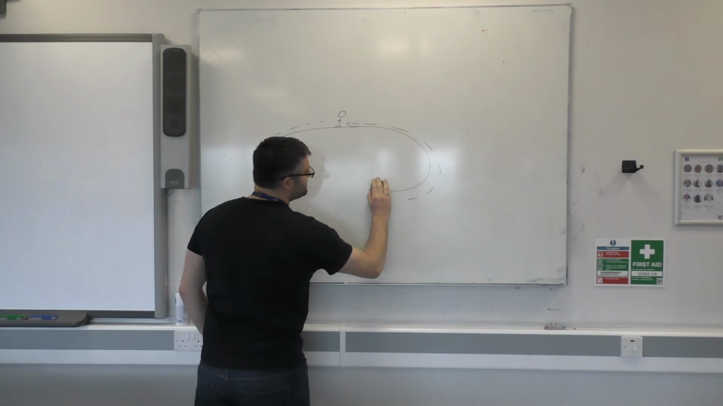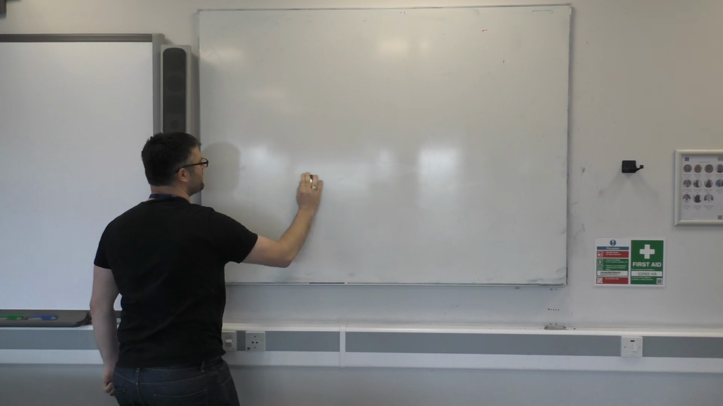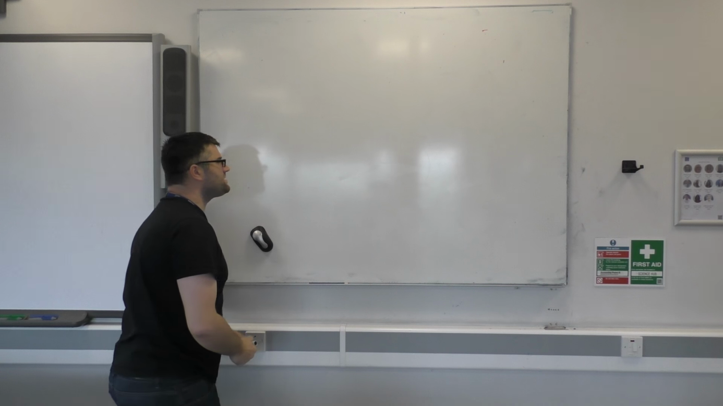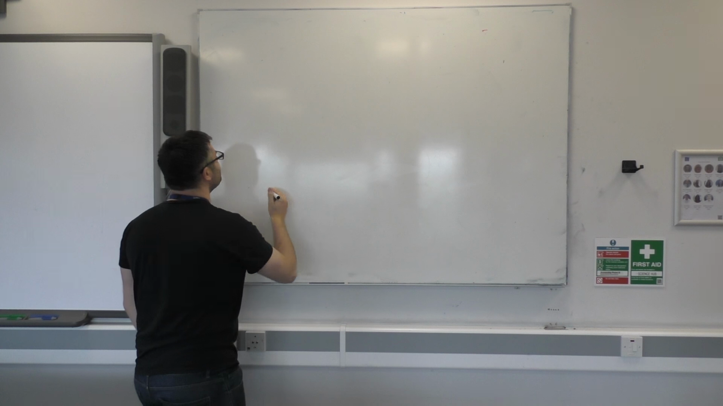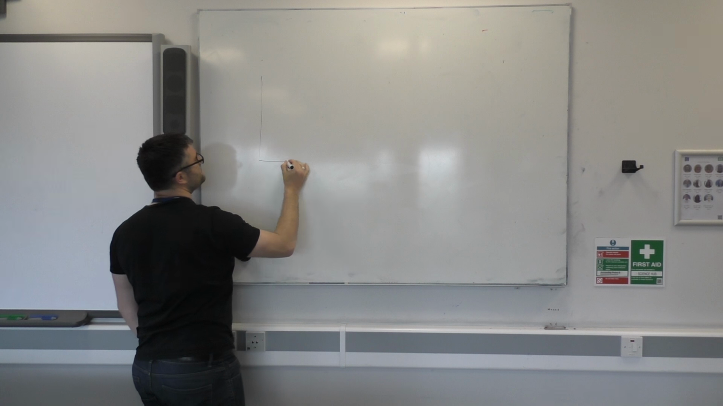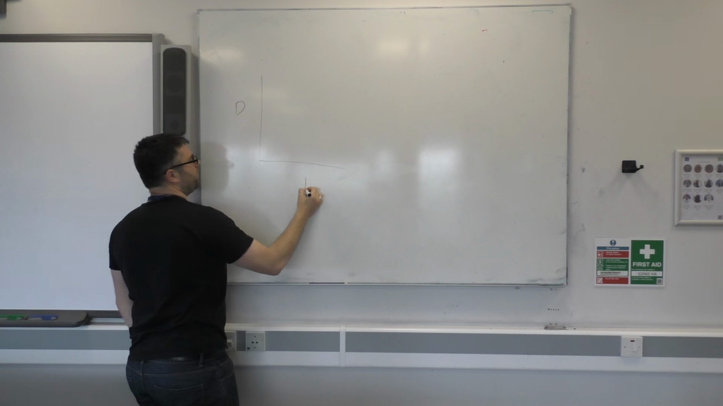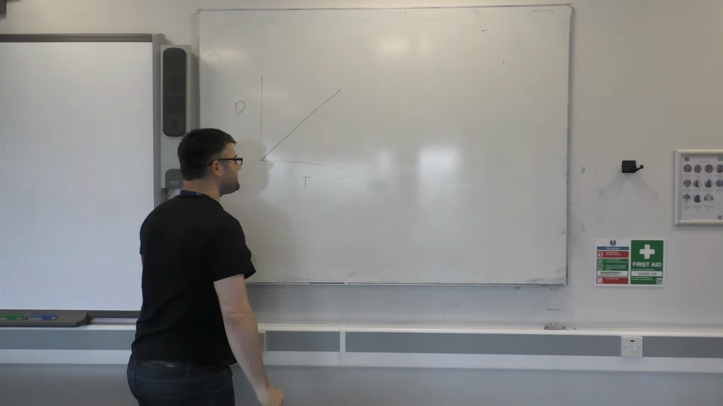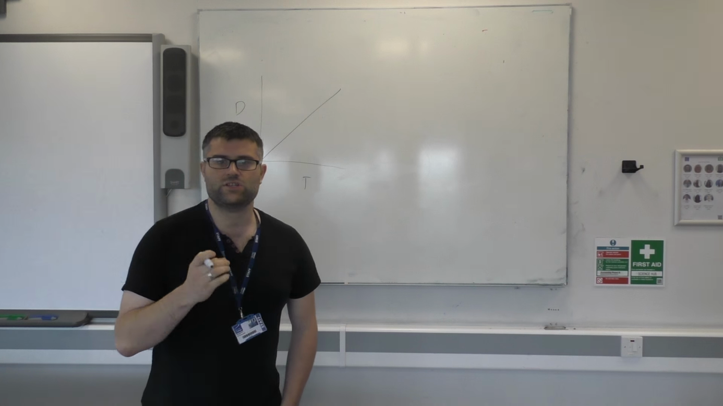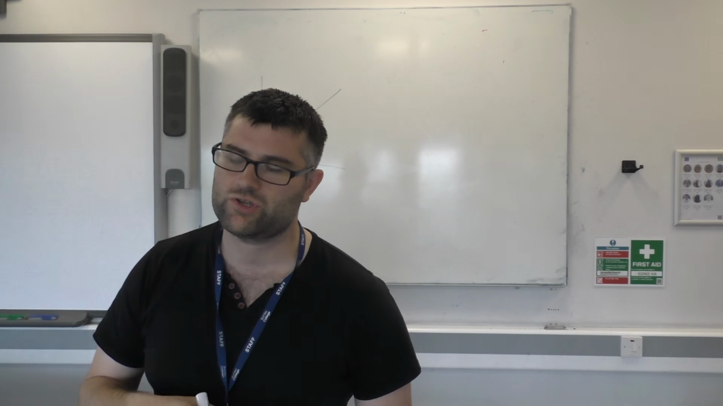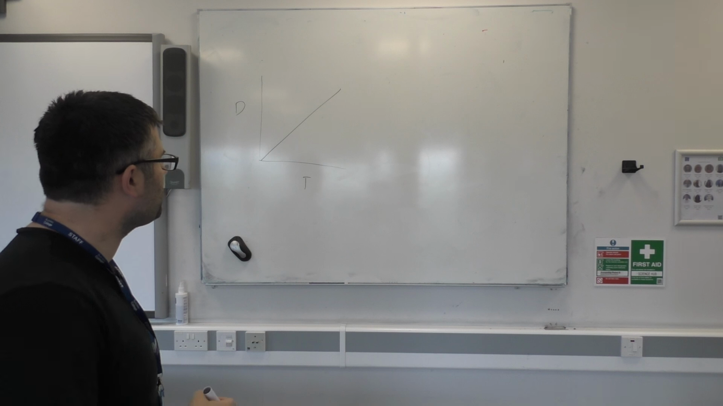Right, let's look at distance-time graphs first of all before we go any further. So distance-time graphs look something like this. So we've got distance and time. Now, that's a standard distance-time graph. Now, there's a lot you can tell about a straight line. So when it's directly proportional, we can tell something's happening.